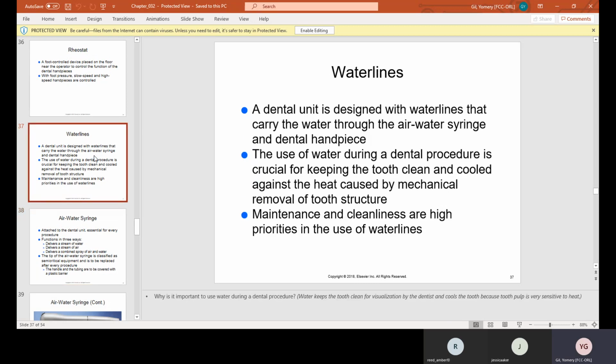Water lines. A dental unit is designed with water lines that carry the water through the air water syringe and dental handpieces. The use of water during a dental procedure is crucial for keeping the tooth clean and cool against the heat caused by mechanical removal of the tooth structure. Maintenance and cleanliness are high priorities in the use of water lines, and this is what we spoke about in chapter 24, I believe.